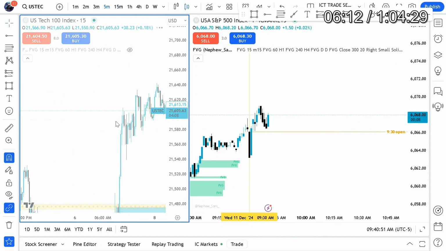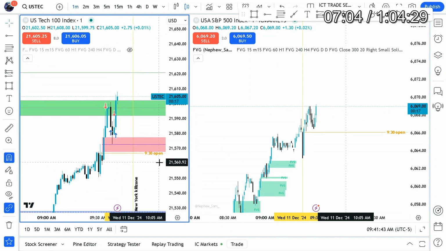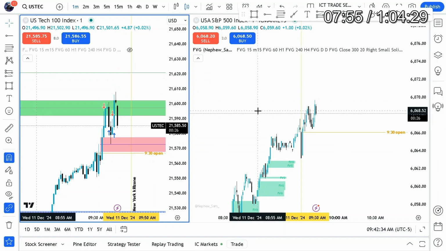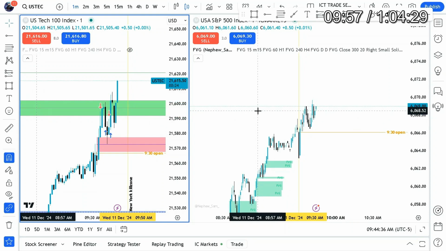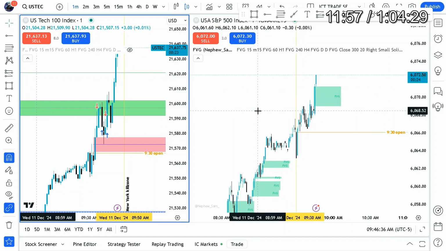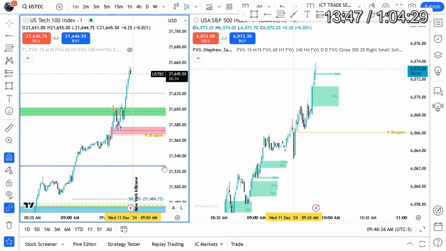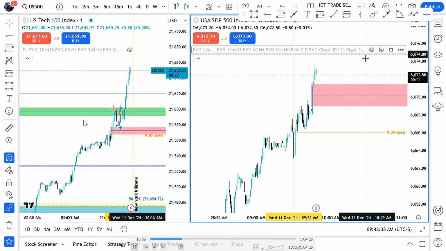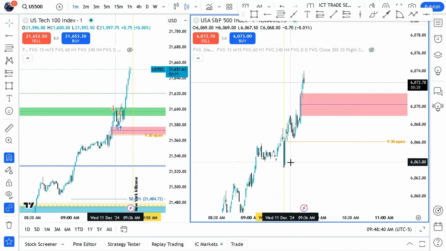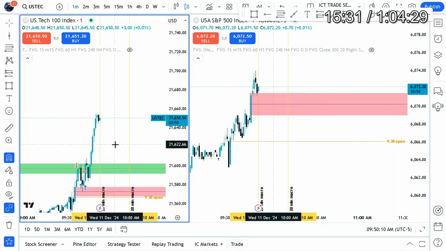So moving forward after this, I was just simply waiting on the 9:50 time frame. And when it rolled around, the market moved heavily away from the FEGs for both the US Tech and the US500. So at this point, I knew that it was primarily just waiting.